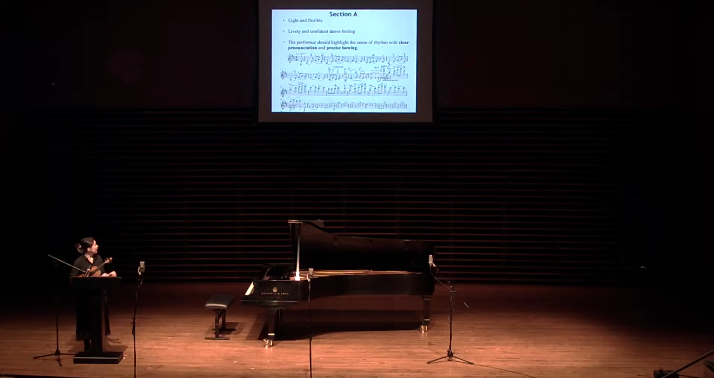At the beginning, it is played by the violin in a very clear rhythm with dotted notes. The rhythm is light and flexible with a lively and confident dance feeling. This theme continues to return, but each time it appears in a slightly different tone. Sometimes it's lighter, sometimes it's firmer, reflecting Beethoven's subtle grasp of rhythm and personality changes. This part requires the performer to highlight the sense of rhythm with clear pronunciation and precise bowing to make the music jump. So I'll play the beginning for you.